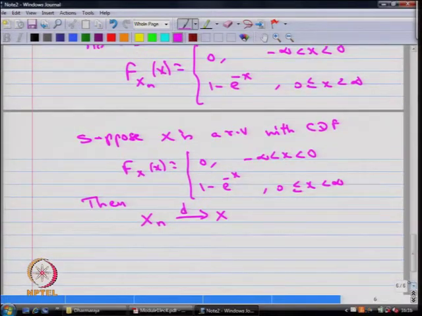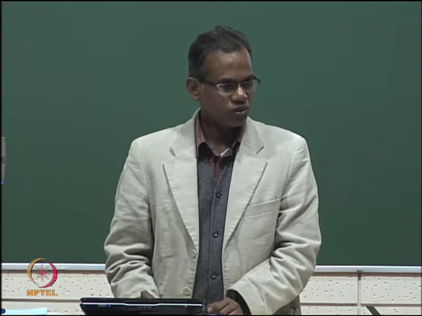since the sequence of F X suffix n of x tends to F of x for x greater than or equal to 0 and the value is 1 minus e power minus x. Hence, one can conclude the sequence of random variable X n converges to the random variable X in distribution. Here the X is an exponential distribution with the parameter 1. So, this is one example of how a sequence of random variables converges to a random variable in distribution.